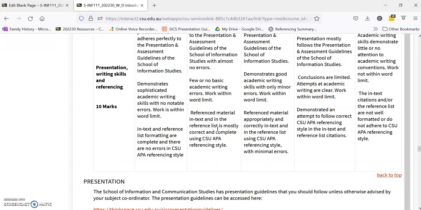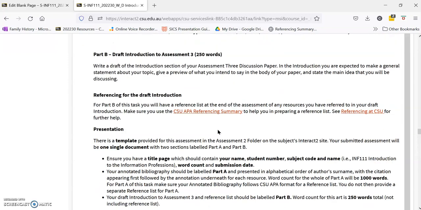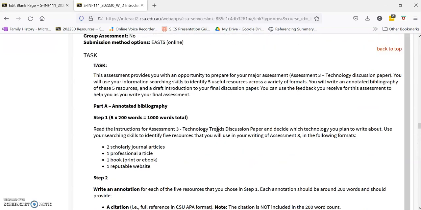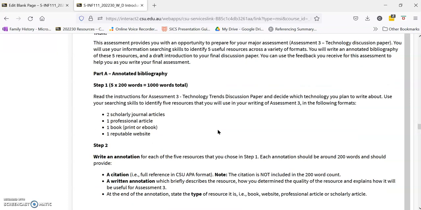Let's go back up to assessment 2 now. And let's talk first about the annotated bibliography part. You need to do some searching, and I hope that you have watched Kate's class because she has outlined how you can find these particular resources. She outlined the difference between a scholarly and a professional article. If you haven't watched that class, please go back and watch it. It has some very important information in it.